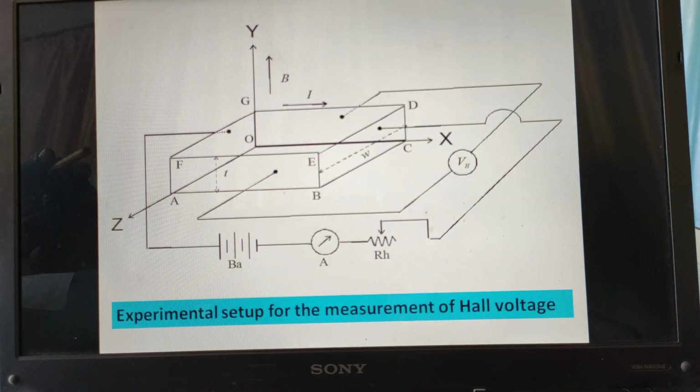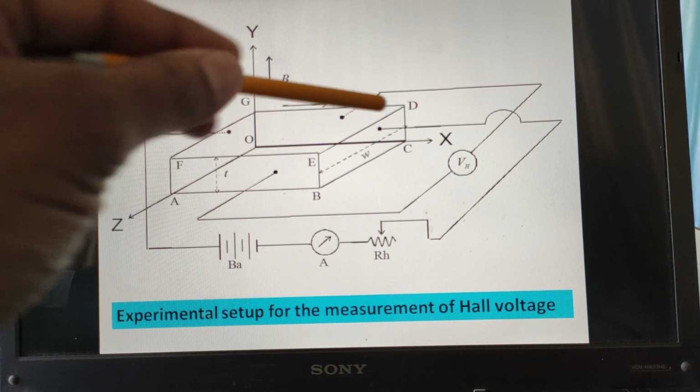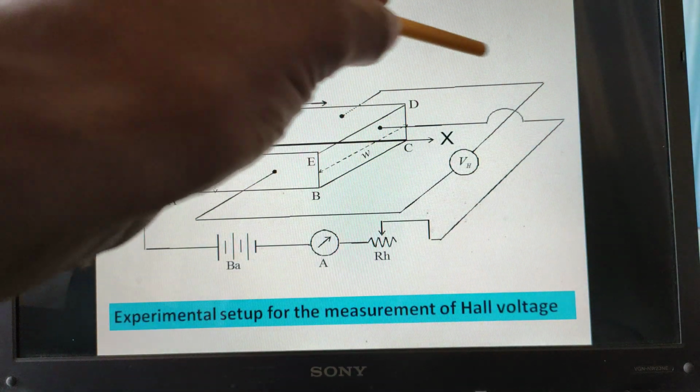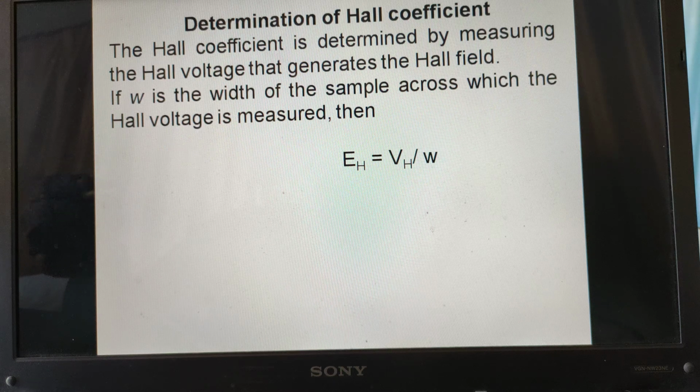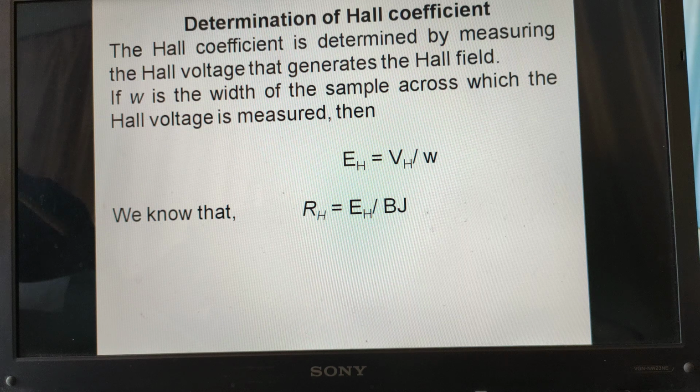This is a simple diagram of the experimental setup, in which on one side we have applied the electric field, current, and on the second side the magnetic field, and on the remaining side a potential will develop. VH is the potential that we are going to measure. If W is the width of the specimen across the sample, then EH is equal to VH divided by W, where W is the width of the specimen.